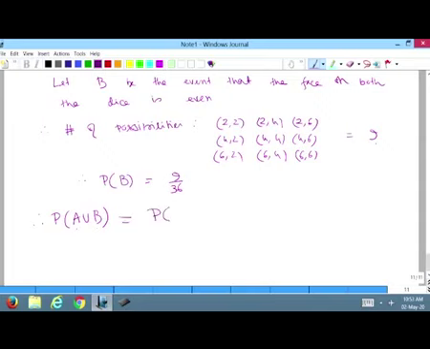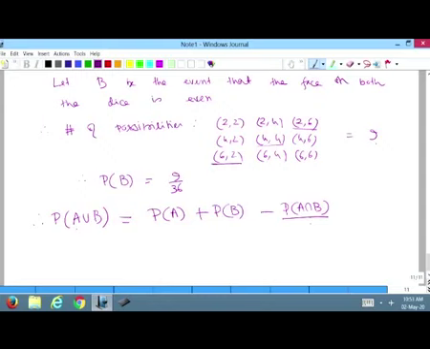is equal to probability of A plus probability of B minus probability of A intersection B. Now, what is the probability of A intersection B? That means both the faces are even and the sum is 8. So, we can see that this is one way, this is one way, and this is one way. So, there are 3 such cases when the sum is 8 and both of them are even.